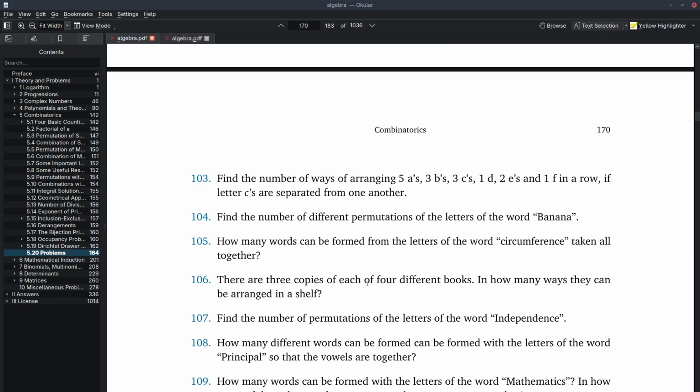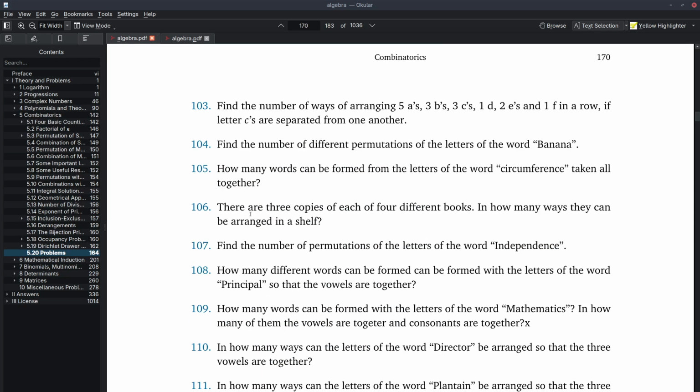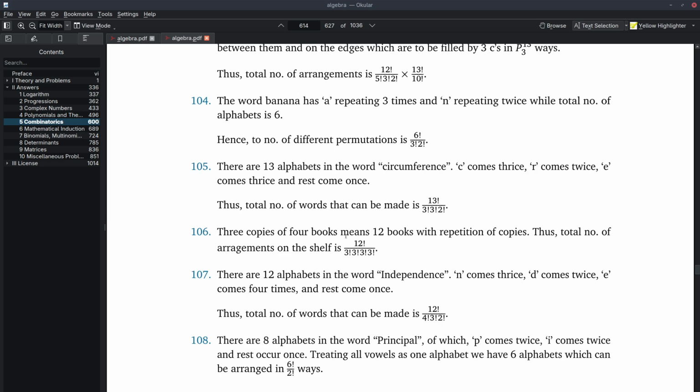Question 106 says that there are 3 copies of each of 4 different books. In how many ways can they be arranged on a shelf? There are 12 books with repetition of copies. The total number of arrangements on the shelf is 12 factorial by 3 factorial multiplied by 3 factorial multiplied by 3 factorial multiplied by 3 factorial.